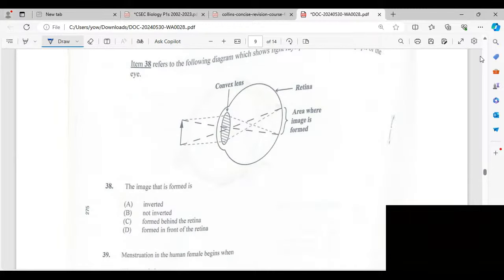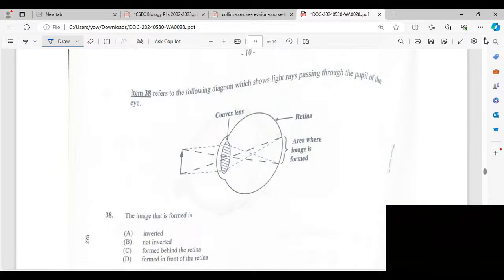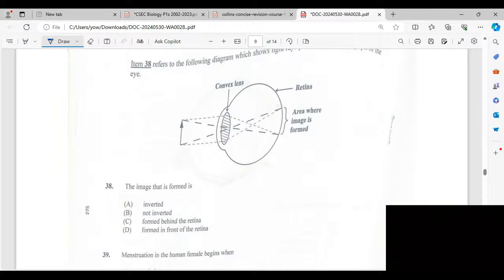Then we have 38, which refers to the following diagram, which shows light rays passing through the pupil of the eye. The image that is formed, is it behind the retina or in front of the retina? It's formed in front of the retina. So that would be D, right? Even though a convex lens will form the image behind the retina, in this instance it's forming in front of the retina. So 38 will be D. So you will be getting that if you were here.